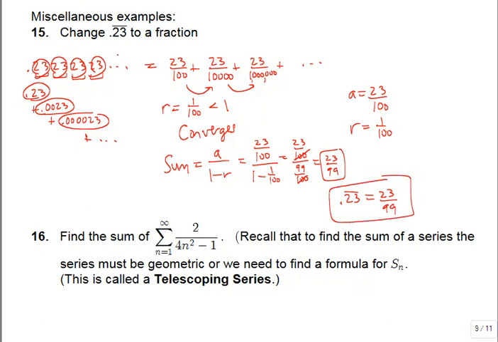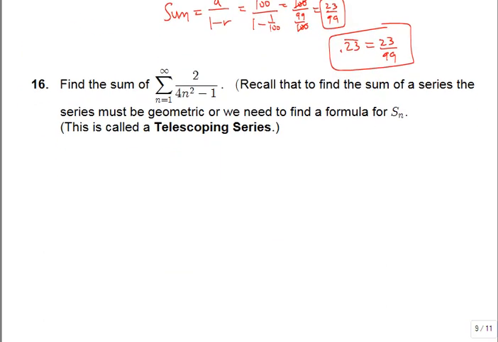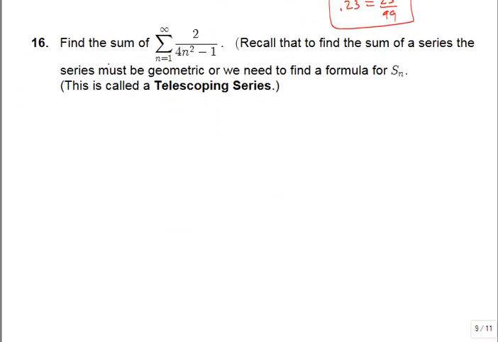Okay, so you could take any repeating decimal and do this same process on it to figure out what it is in fraction form. The next example is an important one. It's called a telescoping series. We want to find the sum of 2 over 4n squared minus 1, the sum from 1 to infinity.